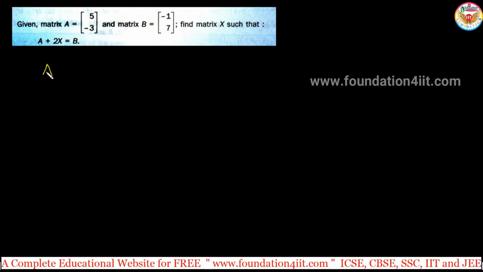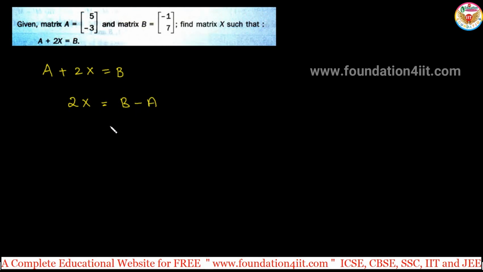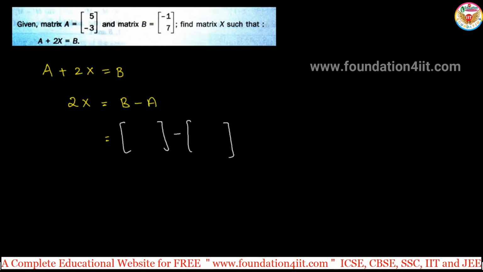First, let us take A plus 2X equals B. The X matrix we are supposed to find out. So 2X stays as it is, and A goes to the right side as B minus A. Okay, 2X is equal to B minus A. First you find the B minus A value, so matrix B minus matrix A.